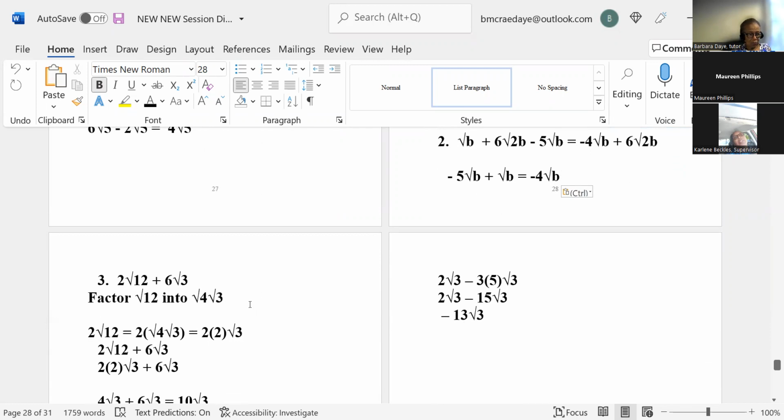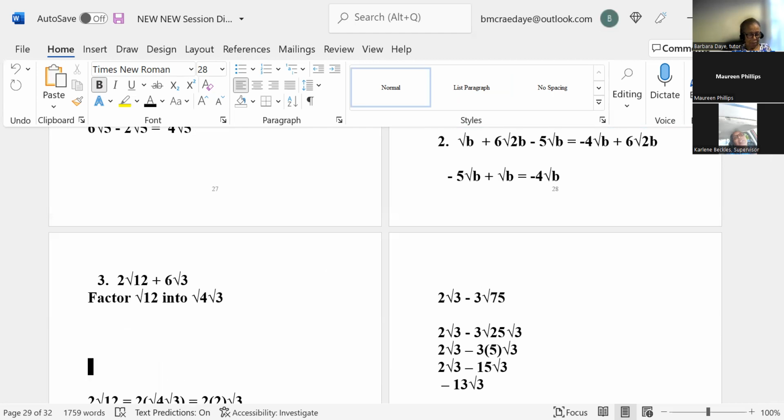Okay, now here is one. Remember I said sometimes you have to simplify. Now, you cannot combine these, Maureen, because what? They have different radicals. They have different radicands, okay? You have a 12 here and a 3 here. But you can factor the square root of 12. Just like you factor 12 into 4 and 3, you can factor the square root of 12 into square root of 4 and square root of 3.